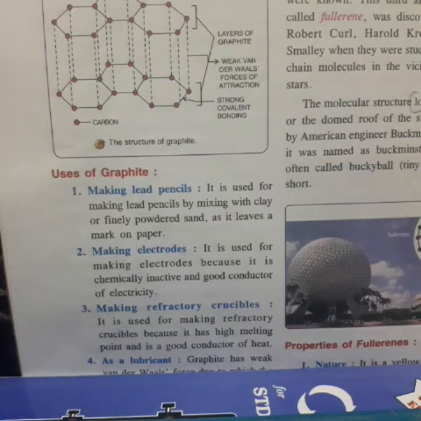Then conductivity, it is a good conductor of electricity. Why? Due to presence of free valence electron. One valence electron is free. Why is one valence electron free? Because in graphite, one carbon is bonded to only 3 carbon atoms. Then it is insoluble in ordinary solvent. It has very high melting point, 3730 degrees Celsius, very high.